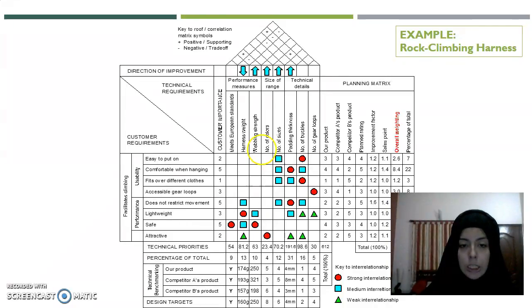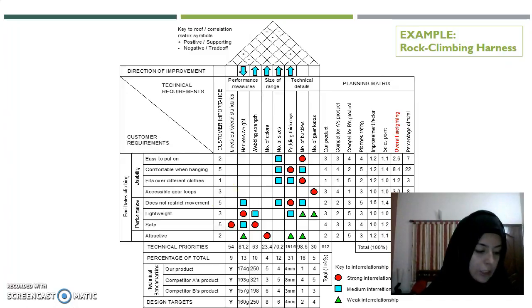Then the second part is how the customer prioritizes these different requirements. What is the most important feature that a customer would want in a harness? So here they are rating each of the requirements regarding how important each of these requirements are for the customer.